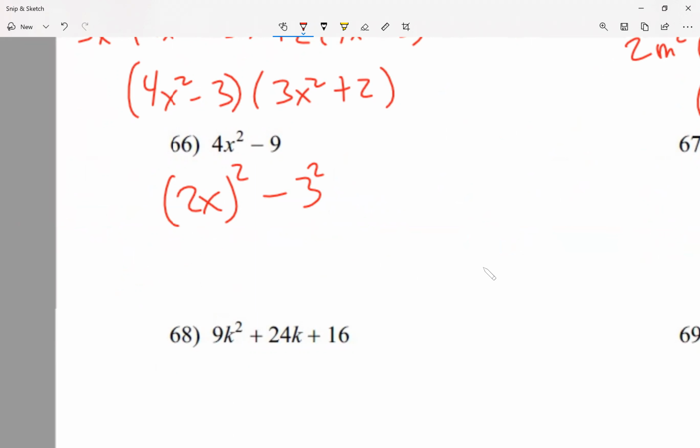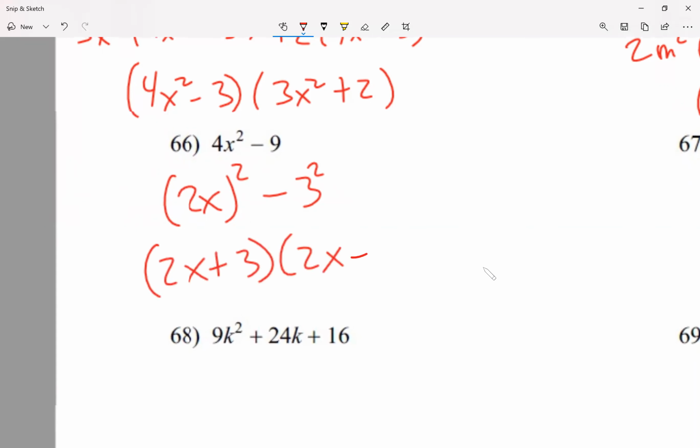I can write this as a minus of 2 squares. So we call this the difference of the squares. We talked about this before. So one of my parentheses will be 2x plus 3, and the other one's 2x minus 3. One of them has a plus, the other one has a minus.